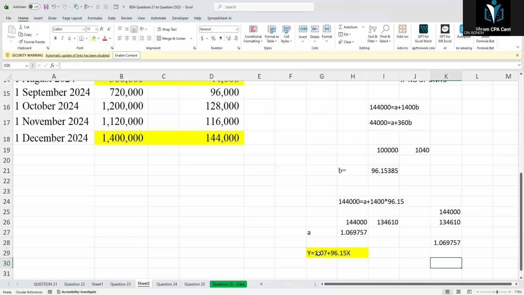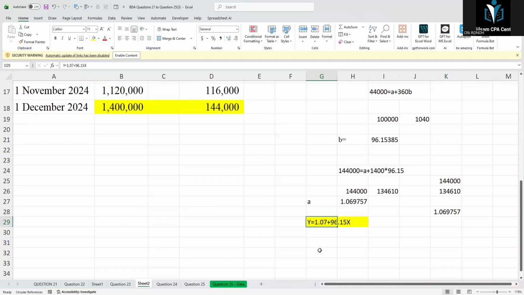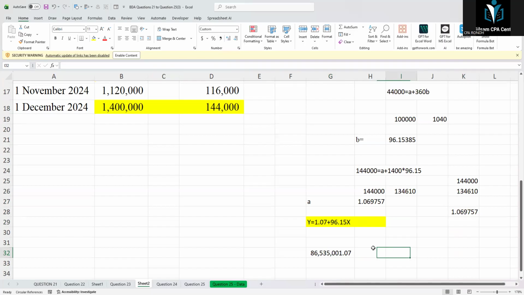Now we can replace x with 900,000. So it will be 1.07 plus 96.15 multiplied by 900,000. So that is the cost of producing 900,000 units.